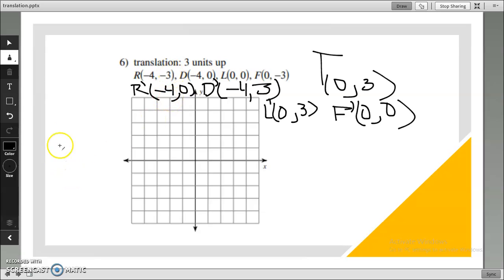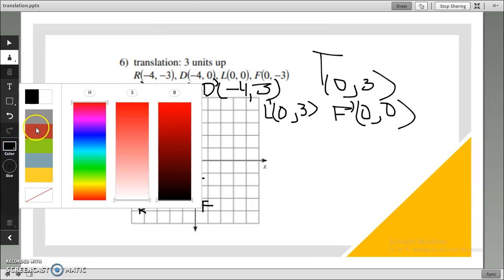So first, we have R. So that's going to be 1, 2, 3, 4, and then down 1, 2, 3. I hope that I can fit these points on this graph. So that's R. D is -4, 0. So 1, 2, 3, 4, 0. That's D. L is 0, 0. And F is 0, -3, 1, 2, 3. Alright, looks like a nice little rectangle.